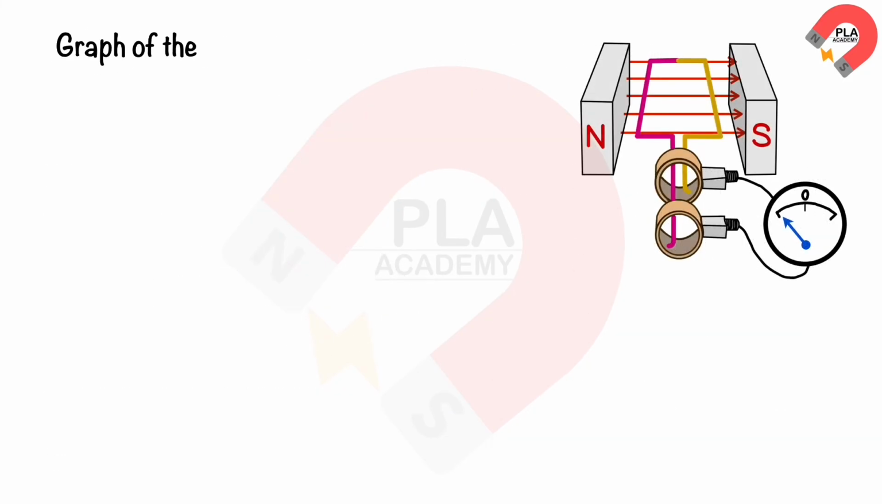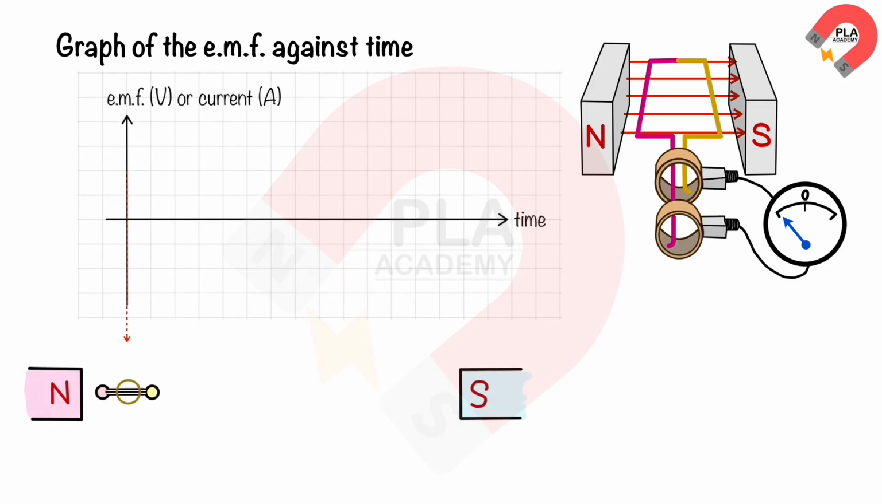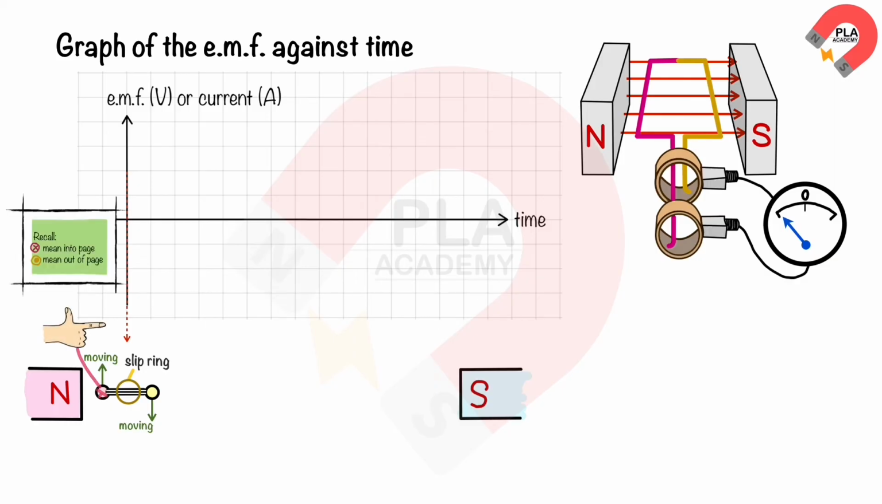Graph of the EMF against time of the AC generator. The maximum EMF occurs when the coil is horizontal. This is because the coil's movement becomes perpendicular to the magnetic field. According to Fleming's right-hand rule, the induced current flows into the page in the pink coil and out of the page in the yellow coil.